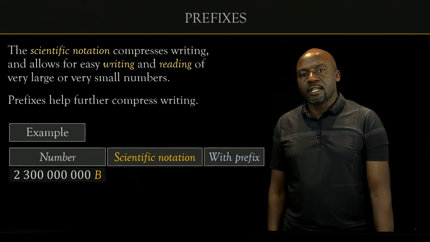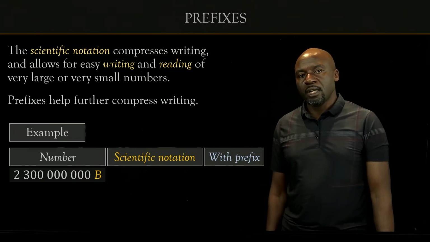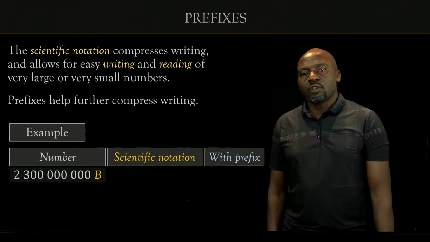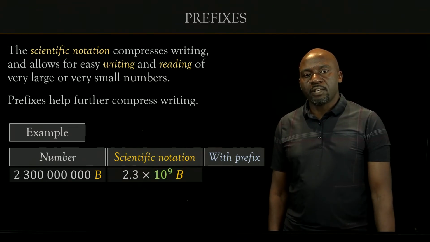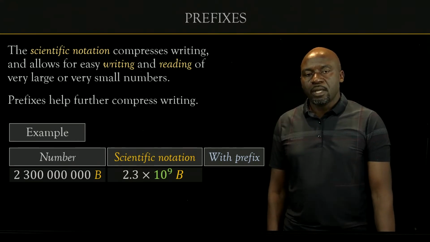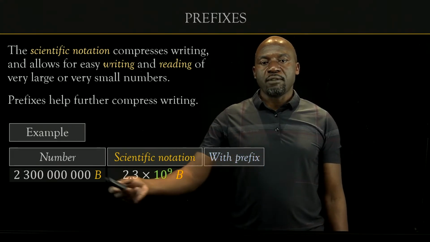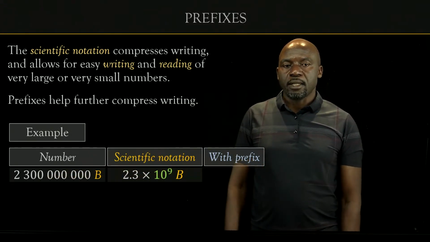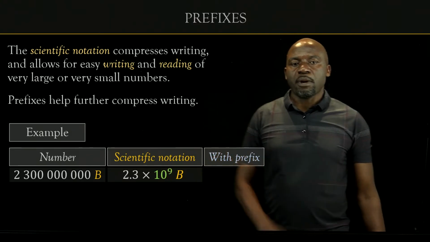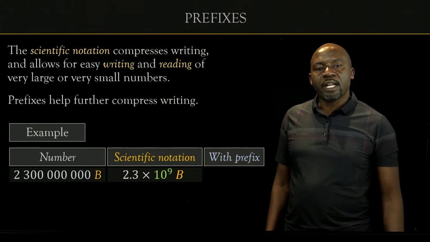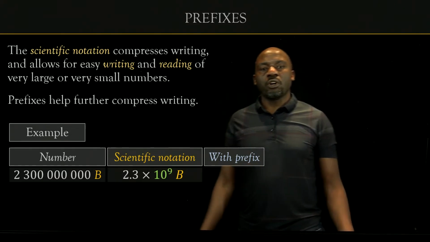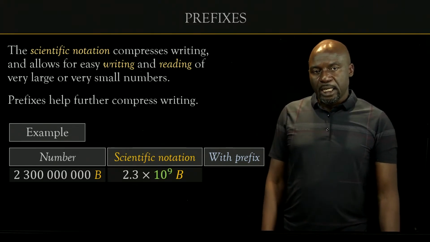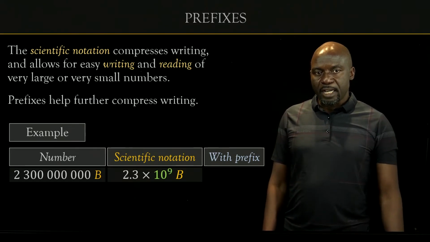Think of a number like that. So what is that? That is 2,300,000,000 bytes. Okay, this is computer units. So in scientific notation, that would be 2.3 multiplied by 10 to the power of 9 bytes. Now, scientific notation is great because we didn't write all those zeros. Okay, if there were more, even better. But now we also don't want to write this 10 power 9, so we can replace 10 power 9 by something that we all agree on. So 10 power 9 is usually referred to as giga, all right, or G.